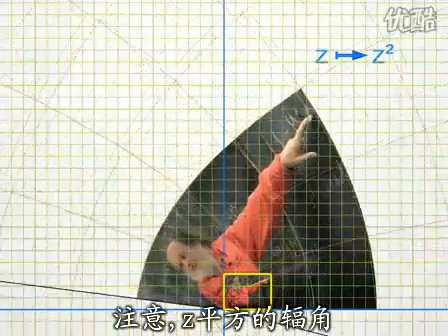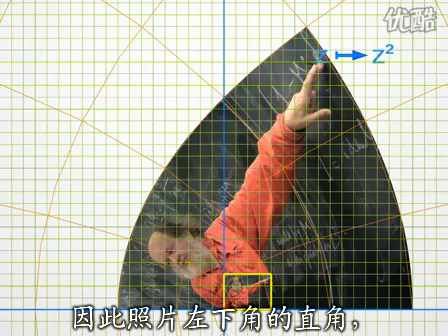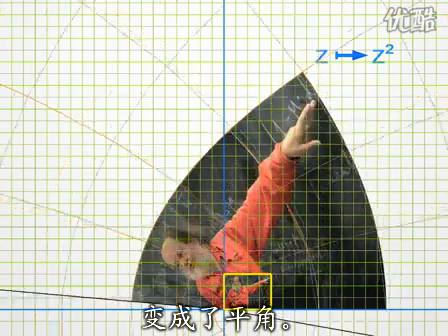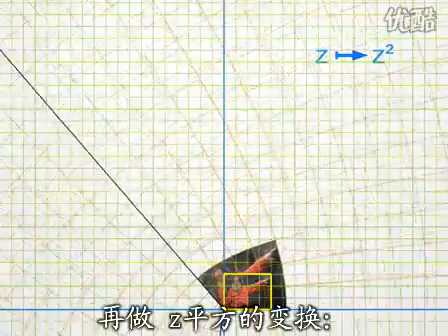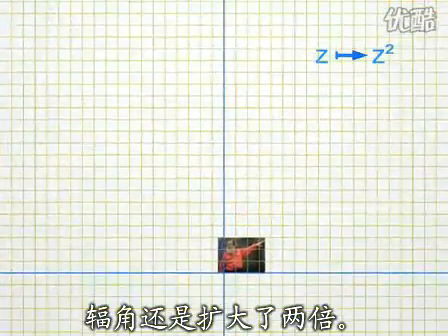Notice that the argument of z squared is twice the argument of z, so that the right angle on the lower left of the photo is doubled under the transformation. It has turned into a 180-degree angle. Let me place the photo somewhere else, and let's look again at the same transformation z squared. You will notice again the same argument doubling.